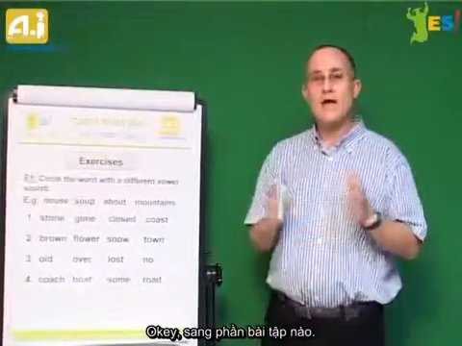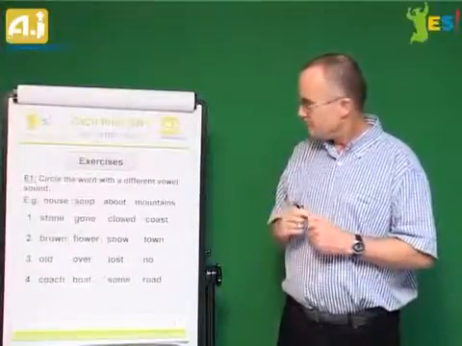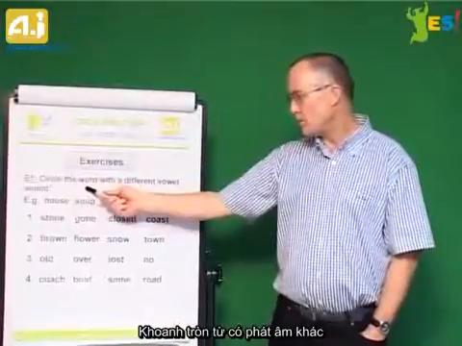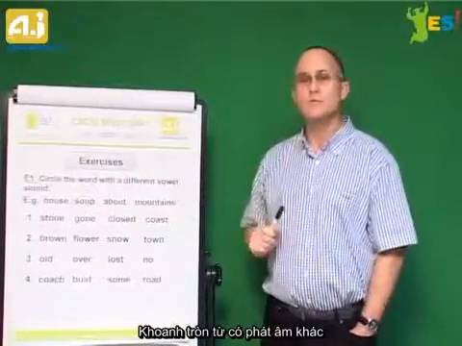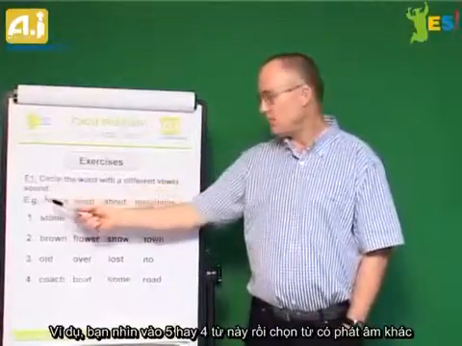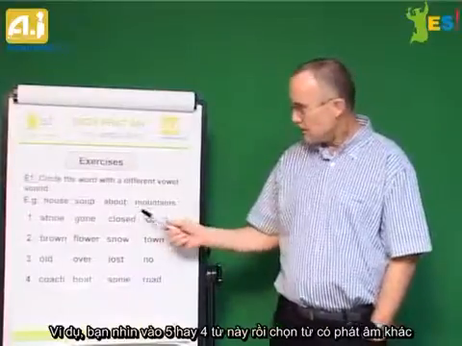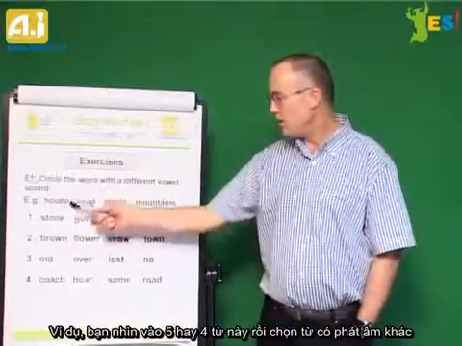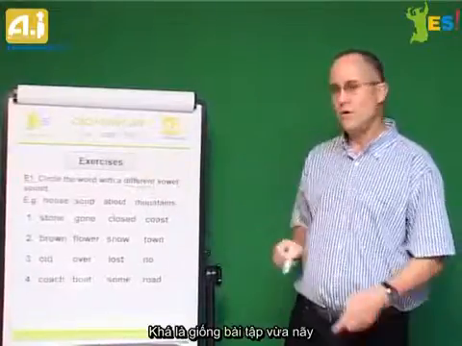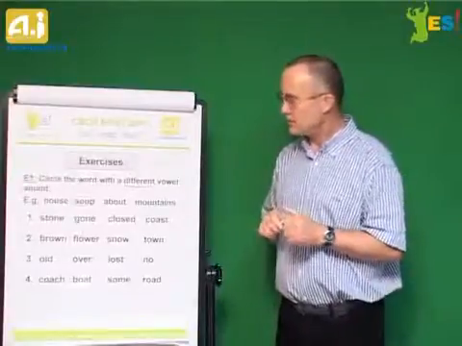Moving on to our exercises for this lesson. Let's look at the directions. First, circle the word with a different vowel sound. Okay? So, for example, you want to look at 4 or 5 words and choose the word that has a different sound, okay? It's very similar to the exercise that we did earlier.